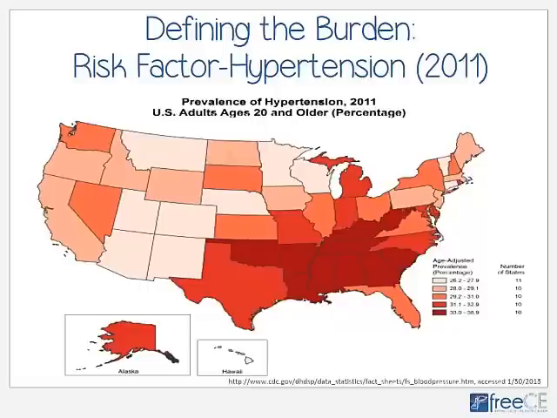You can also see, though, that there is a prevalence in other states all across the country, so it's by no means just a southern problem. It's a problem all across our country. This is also probably an underestimate of prevalence of hypertension in the United States because it was self-reported.